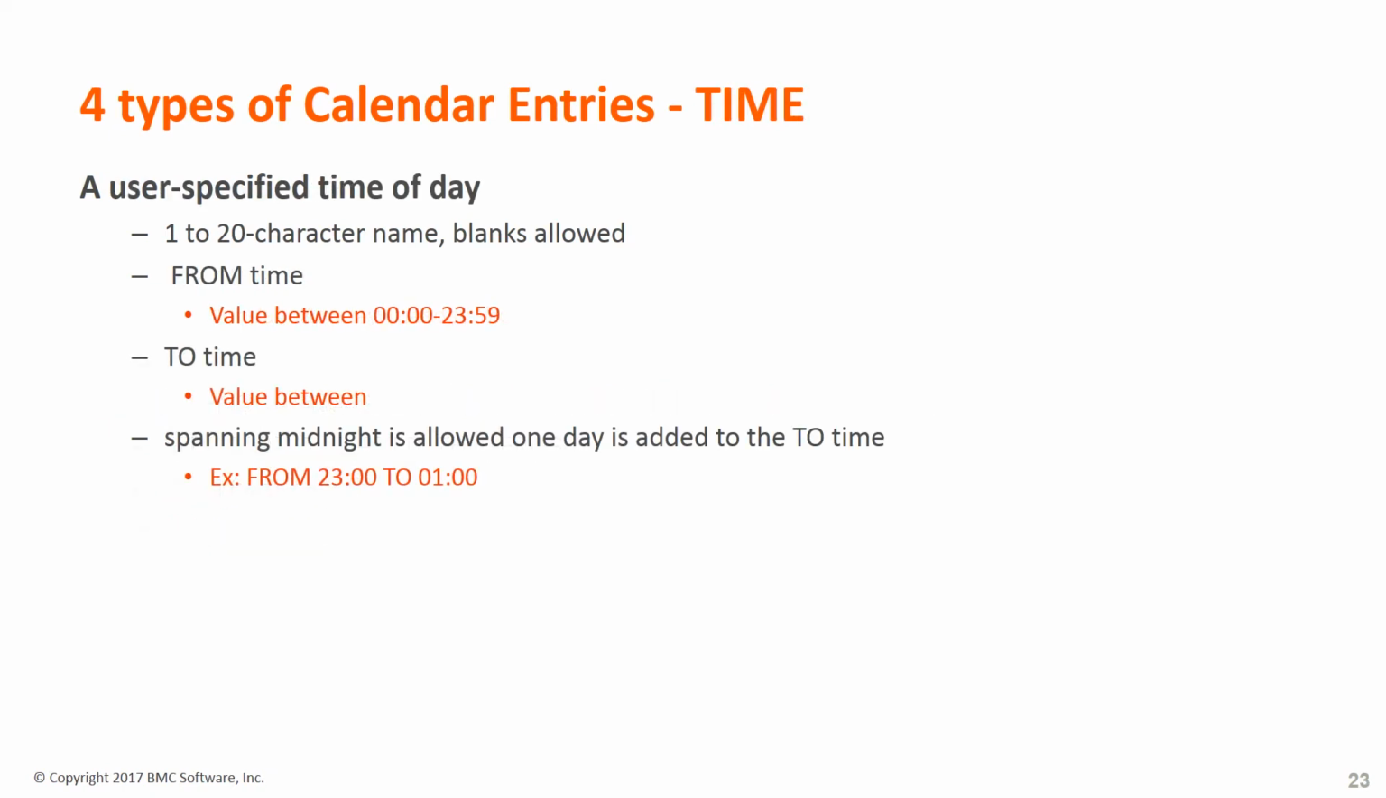The second type of calendar entry we're going to discuss is the time entry. And the time entry is used to specify a time of day or a period of time of day, such as 2 a.m. to 5 a.m., right? What we do is we specify the from time and the to time, and you are allowed to span midnight. So what TOM will do is if you go past the 24-hour mark, he will add 1 day to the time.